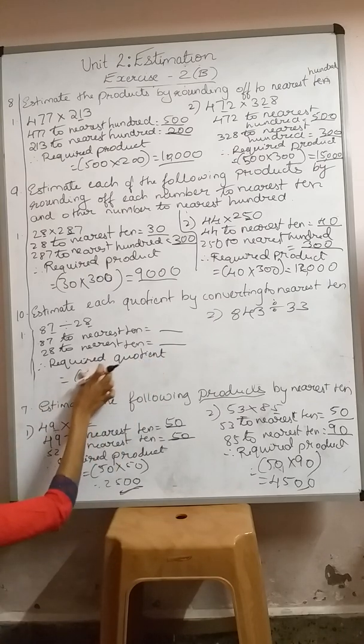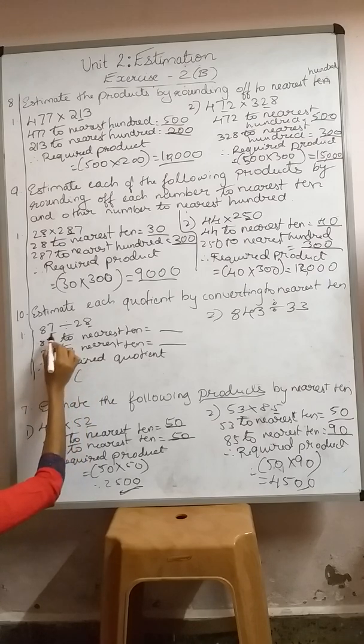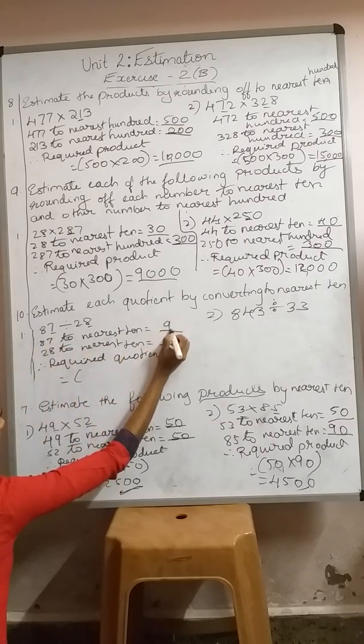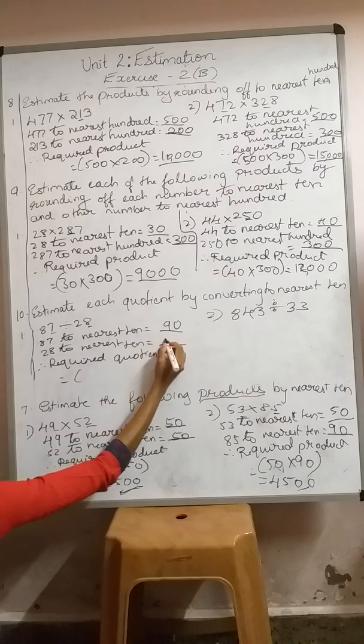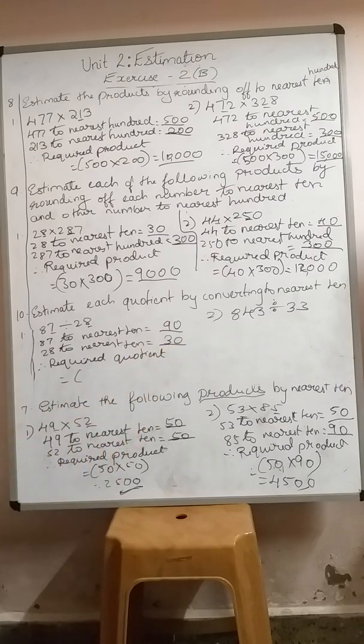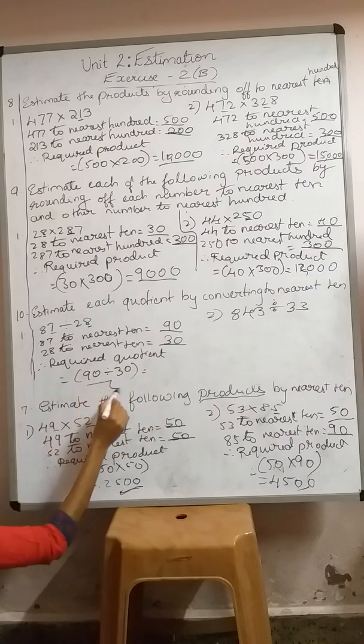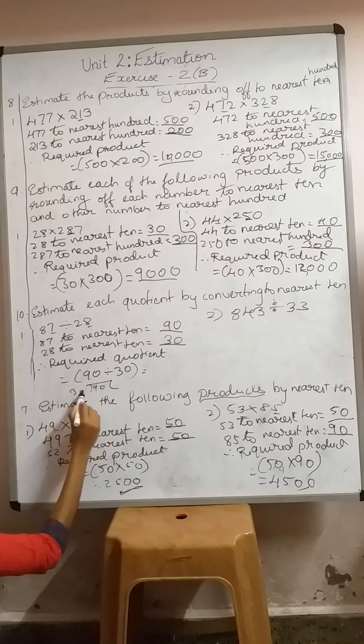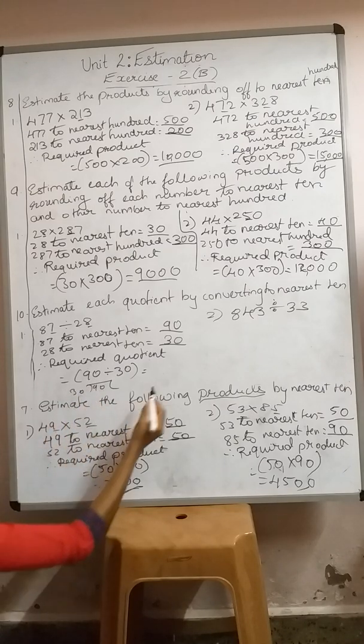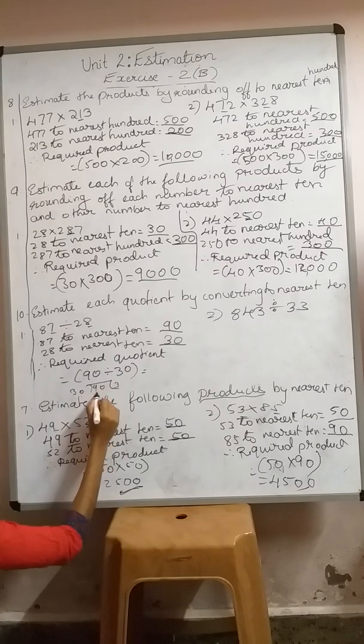Okay, we should write the values here. Now 7 is more, so what is it? 90. 8 is more than 5, so what is it? 30. So what is the question you get when you divide? 90 divided by 30. What do you get? 3 threes are 9, 30. Yes or no? 3 threes are 9.